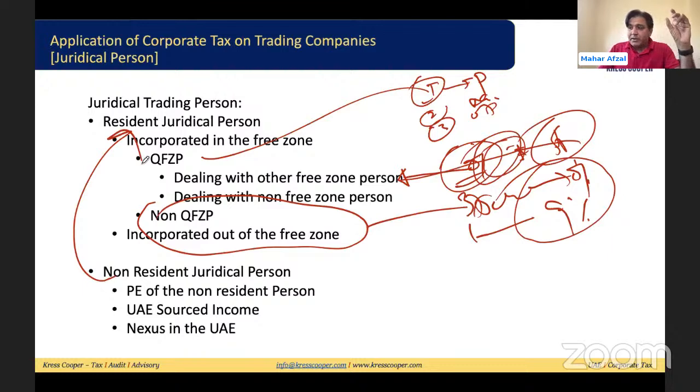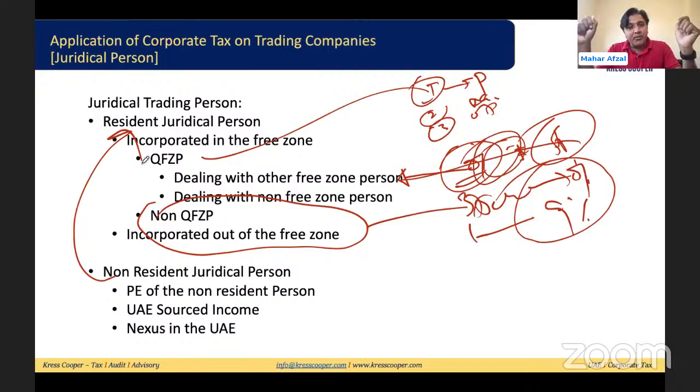Might be the company is registered in the UK. This is a trading company. They have a customer in the UAE, and they are supplying to that customer in the UAE. Once the customer in the UAE makes any payment to the UK company, then withholding tax will be applicable. And for the time being, withholding tax is 0%. So we can say that if the UK company is earning any UAE-sourced income, that income will be subject to tax at 0%.